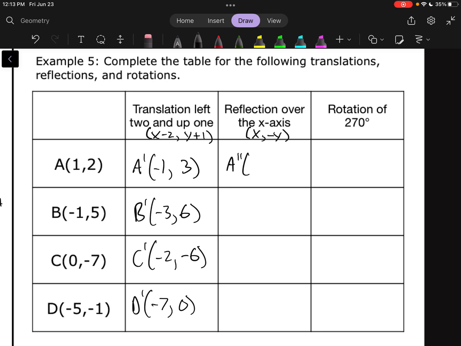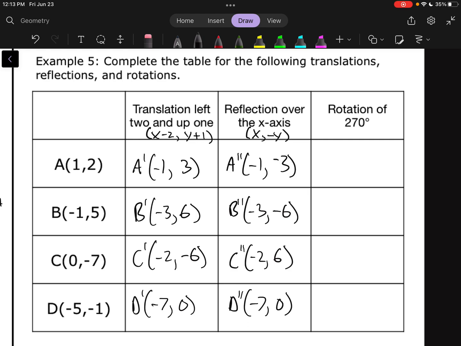So for a double prime, negative 1 stays the same. 3 goes to negative 3. For b double prime, negative 3 stays the same. 6 goes to negative 6. For c double prime, negative 2 stays the same. Negative 6 goes to positive 6. And d double prime, negative 7 stays the same. 0 stays the same.